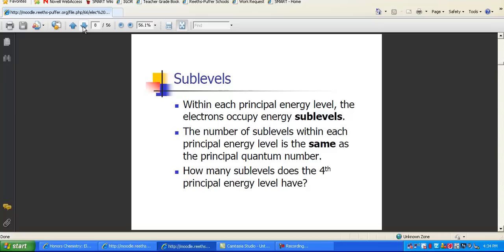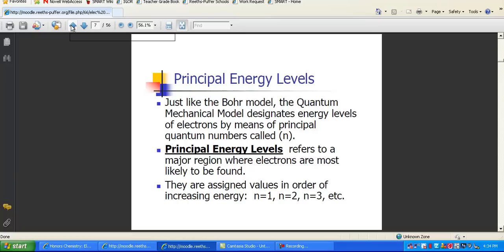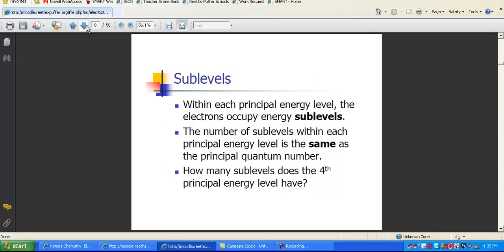Let's repeat. Atomic orbitals on the bottom of page 2. The bottom of page 2 of your notepack is what I'm referring to. We defined a principal energy level as the major region where electrons are most likely to be found. In the Bohr model, they correspond to the rings around the nucleus we drew in a planetary model. But now we're still assigning them energy level values, but we're expanding the idea that now we have sublevels, letter B of our notepack. Within each principal energy level, we occupy sublevels. The number of sublevels at each principal energy level is the same as the principal quantum number.